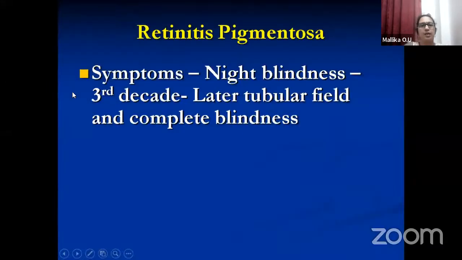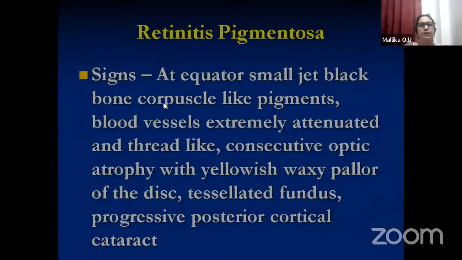So the symptoms usually start as night blindness in the third decade, and later it can lead on to a tubular field. Compared to advanced stages of glaucoma, which also lead on to tubular field, this produces a central tubular field. That is, advanced retinitis pigmentosa produces a central tubular field, while primary open-angle glaucoma produces a temporal island of vision or temporal tubular field, and later complete blindness in retinitis pigmentosa.